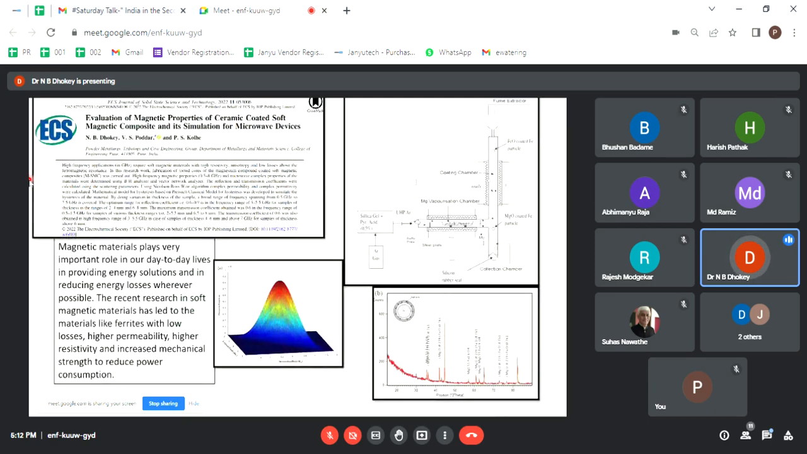To add a little more on this, we also did some work on soft magnetic materials. It got published in American journals: evaluation of magnetic properties of ceramic coated soft magnetic composite and simulation for microwave devices. This is a setup that we designed, and we also filed a patent on this. Here we coat iron powders of, say, 100 micron with a ceramic like MgO. This is the XRD graph, and these are the properties usually studied for microwave devices. This is a small piece of work which we published recently.